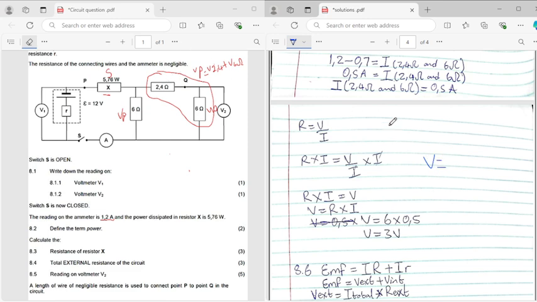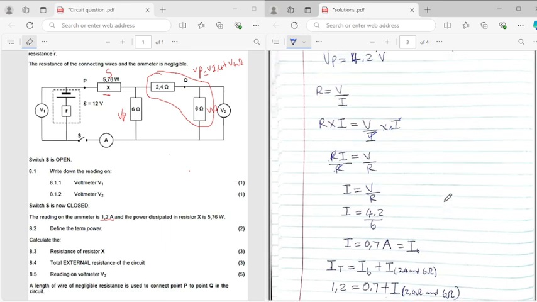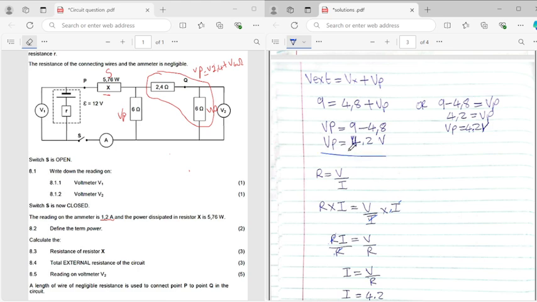So I'm just going to use this part of the equation. Let's get the voltage of that 2.4 ohm resistor. The resistance is 2.4, multiplied by 0.5, and when you do it on your calculator, you get 1.2 volts. So when you add 3 plus 1.2, it will give you 4.2, which is the VP that you got.